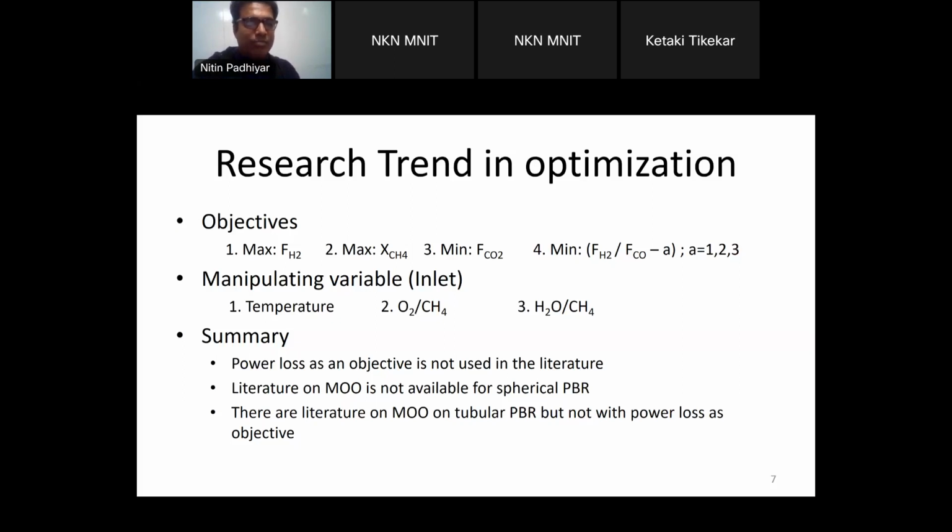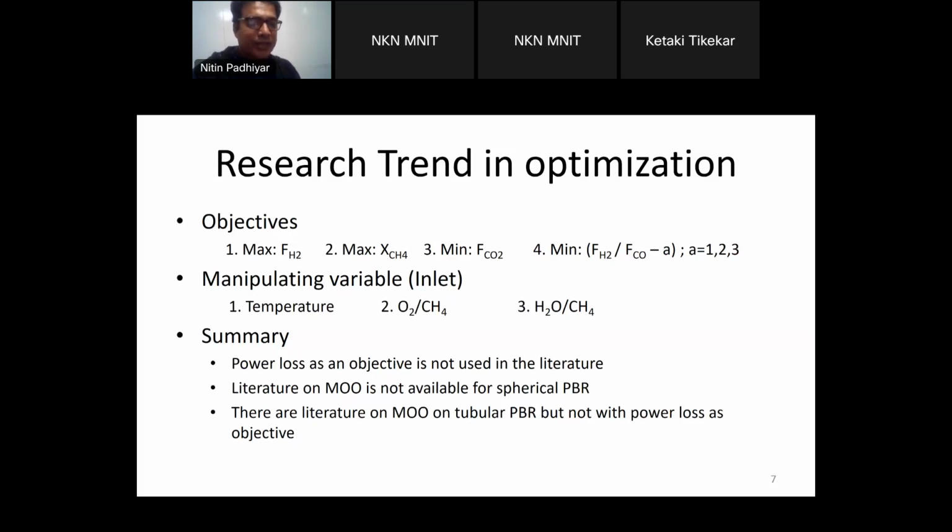Yeah. So then, based on brainstorming sessions, we realized that nobody had used power loss as an objective function for designing the reactor in the literature till 2020, before we did. And power loss is a very, very important criterion. Why? Because it directly affects the economy. Then there was no literature on multi-objective optimization based spherical reactor design. Nobody had that, and there was no literature on multi-objective optimization based tubular reactor design as well, with power loss as an objective.